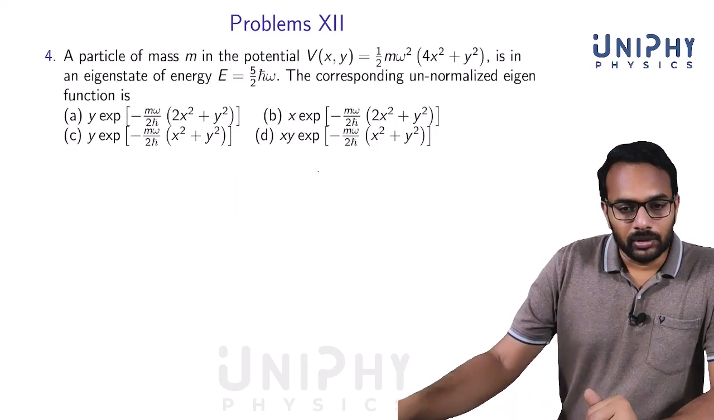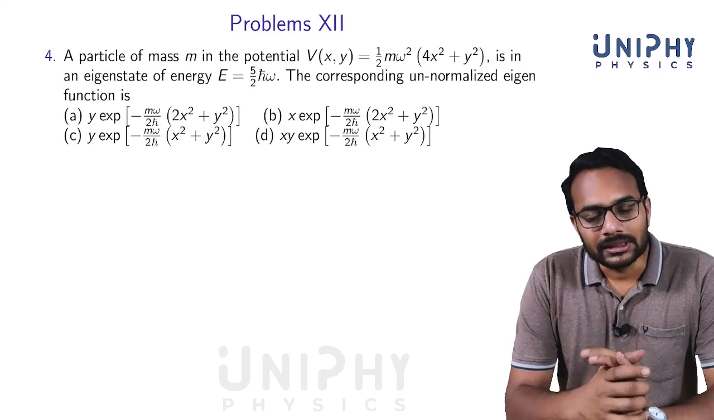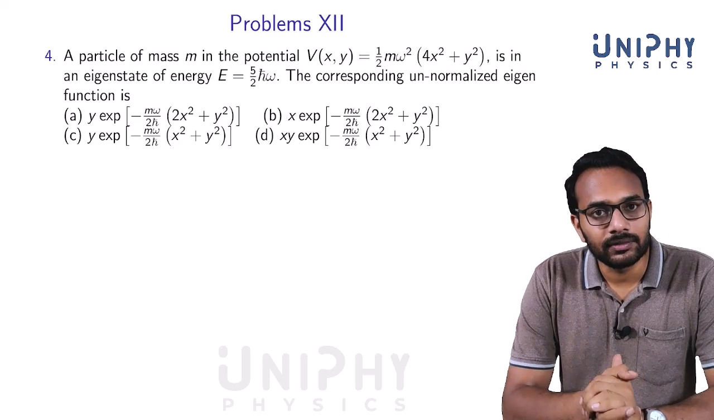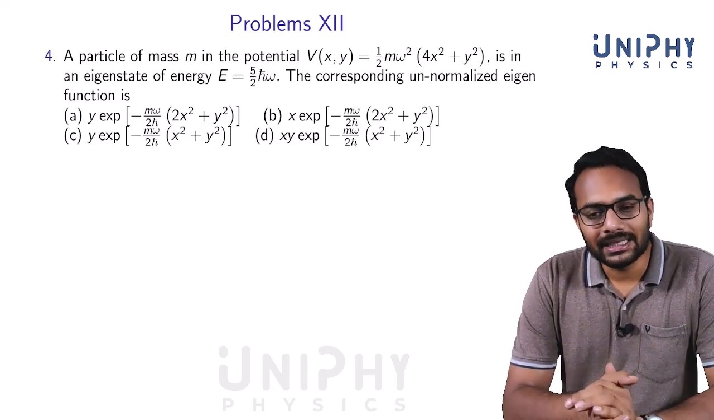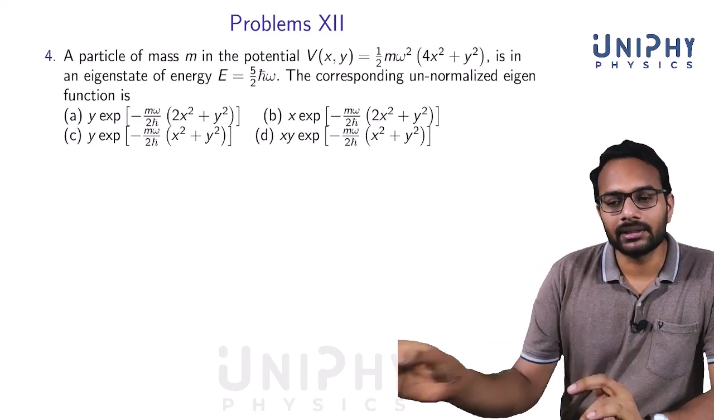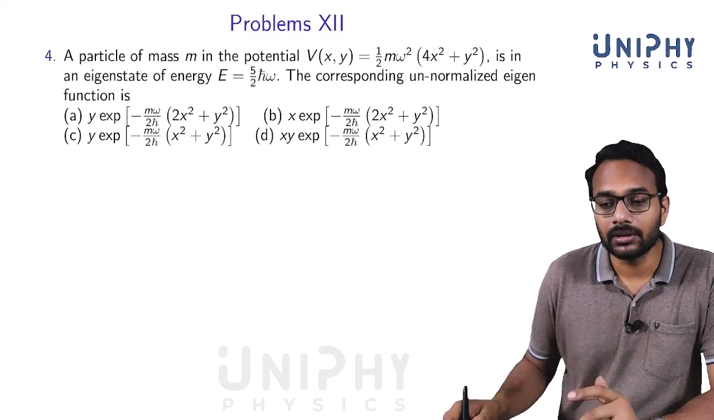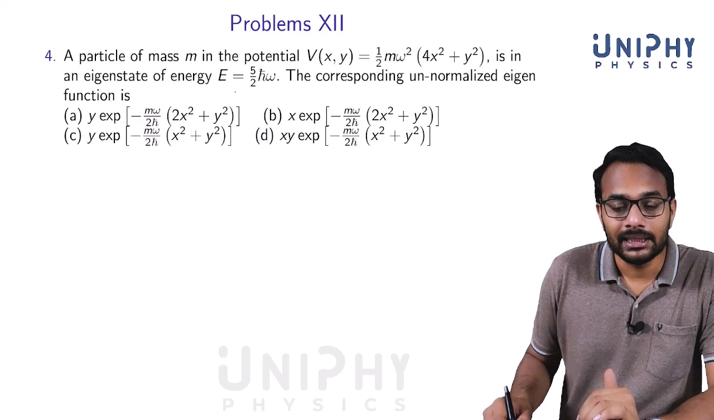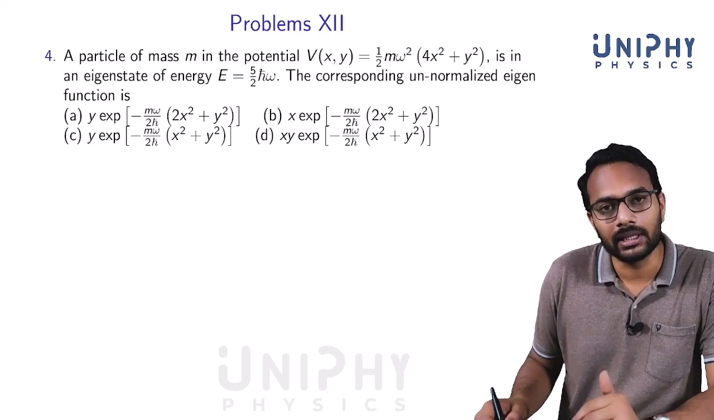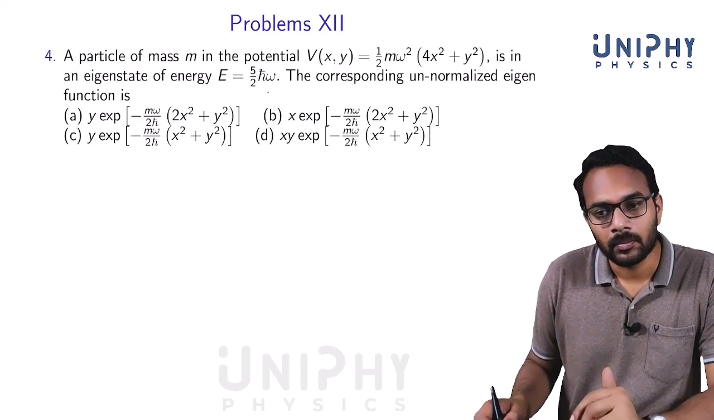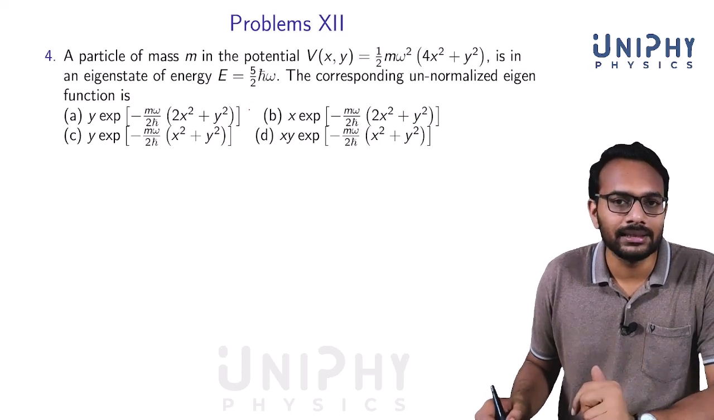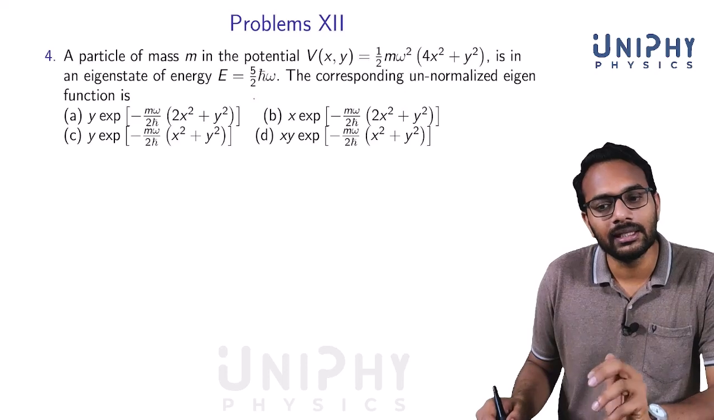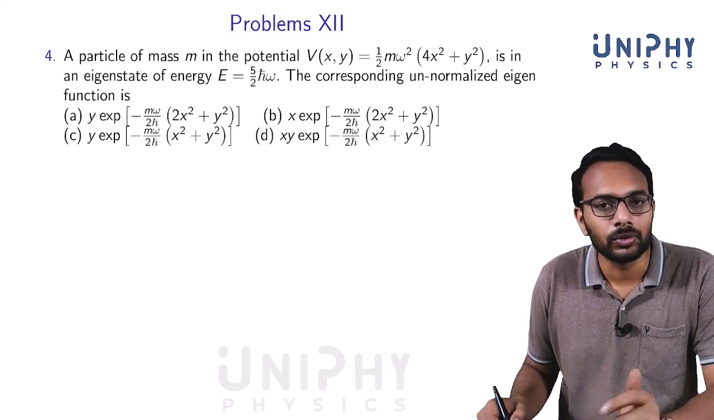Here is one more problem. This also was asked in a previous NET JRF examination. A particle of mass m in the potential V of x comma y equal to half m omega square times x square plus y square is in an eigenstate of energy E equal to 5 by 2 h cross omega. The energy eigenvalue is given. You want to find the corresponding unnormalized eigenfunction. You don't have to worry about the normalization factor. How do you do this?